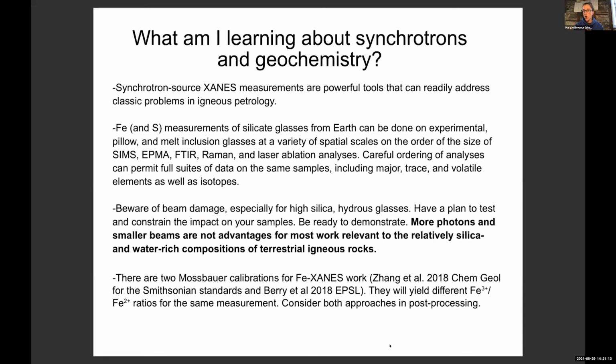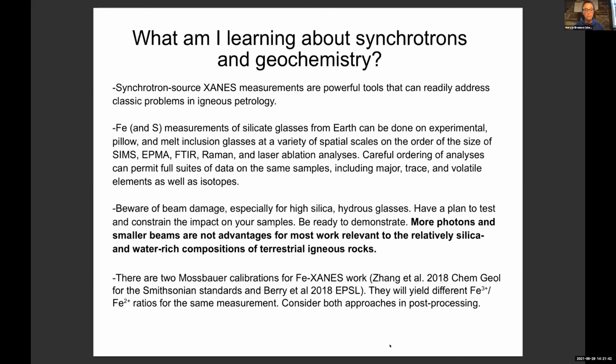Major caution sign: beware of beam damage, particularly for high silica and hydrous glasses, and have a plan to test this and be ready to demonstrate it. Importantly, for this work on iron S-XANES in silicate glasses, more photons and smaller beams are not advantages. This is true for most work relevant to silica and water-rich compositions of terrestrial igneous rocks. It can get in your way even for mid-ocean ridge basalts if you're not aware of it. So go read those papers really carefully.